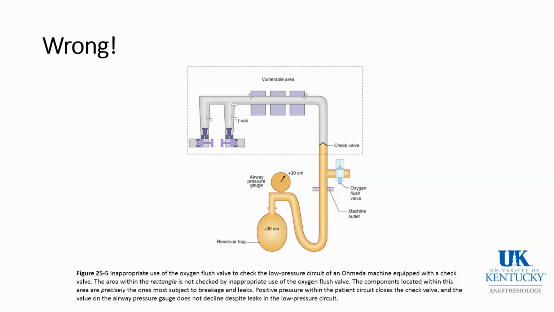This slide shows the wrong way to check an oxygen flush valve, and if you pressure test the system, that check valve prevents the positive pressure from going back to the vulnerable area or to where the leak is, and you do not pick up the fact that there is a leak in the system.